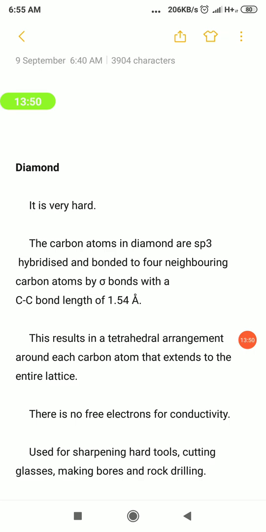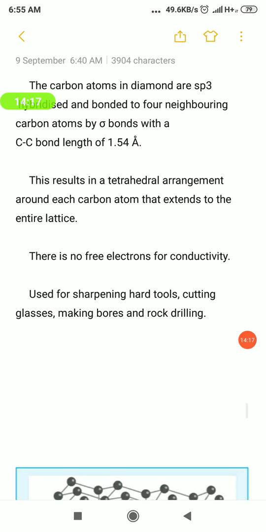Carbon atoms in diamond are sp3 hybridized, and here the bond length is 1.54 Angstrom. There we saw 1.41 Angstrom. Here it is 1.54 Angstrom, with a tetrahedral arrangement. Tetrahedral means one carbon is linked to 4 other carbons. Around each carbon there are 4 bonds. There were 3 bonds in graphite; here there are 4 bonds, so you get a tetrahedral arrangement.